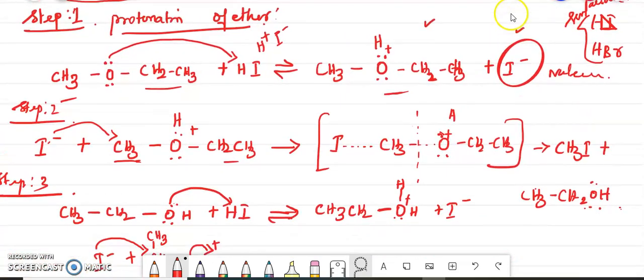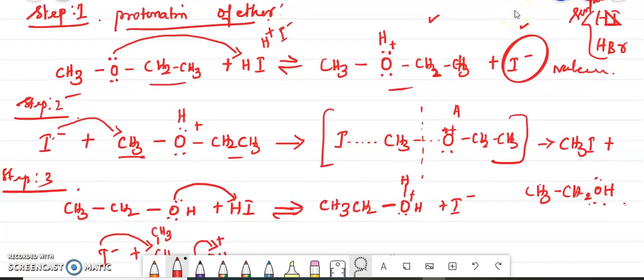Let's see this here. I have mentioned the steps. There are 3 steps in this mechanism. In the first step, there is a protonation of the ether. That means the ethyl and methyl groups I have mentioned here as per the question. The ether is CH3 bonded to oxygen with CH3CH2.